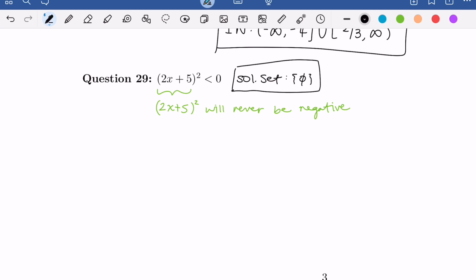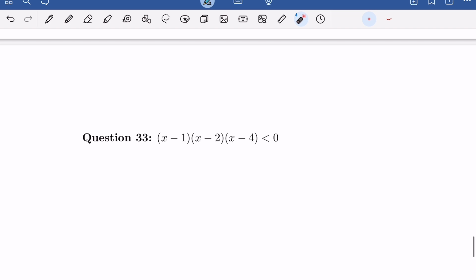All right, so that was a special case of a quadratic inequality here. So let's look at the next example here. Now this one's nice, it's already factored for us. So we already know that our solutions are going to be 1, 2, and 4.